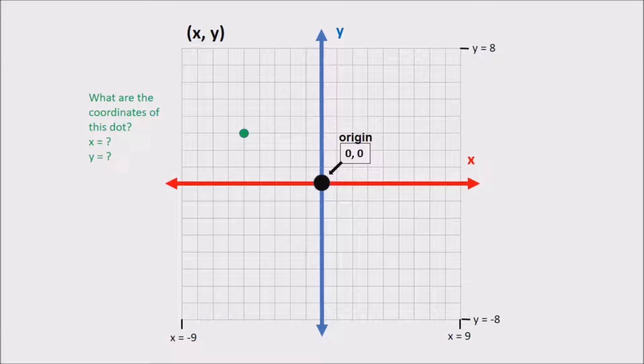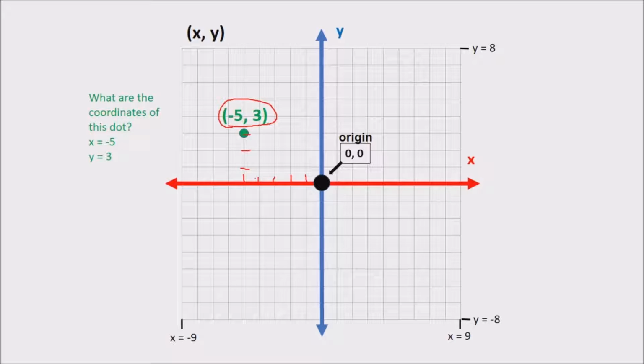Okay, so what are the coordinates of this dot? So the coordinates are -5, 3, because we're going in the negative direction on the x-axis, -1, -2, -3, -4, -5, and then up 3 on the y-axis, 1, 2, 3. So that is written as -5, 3.